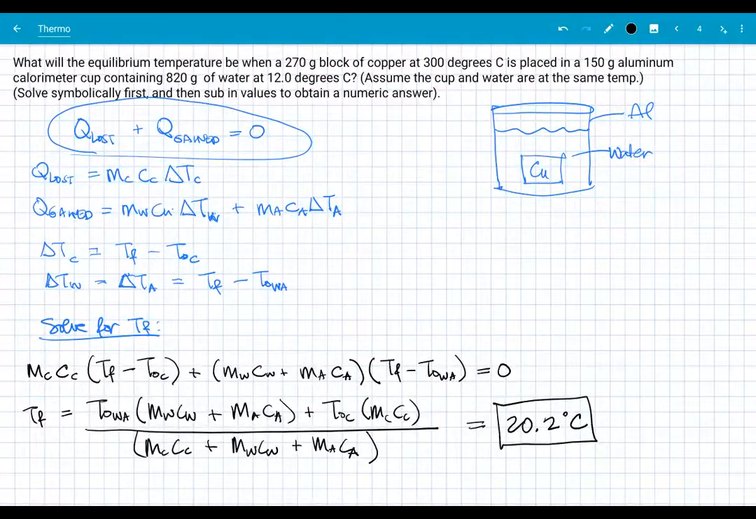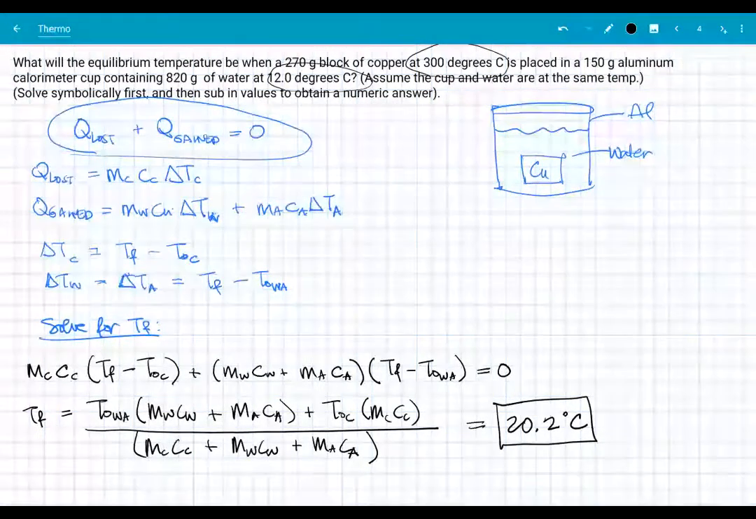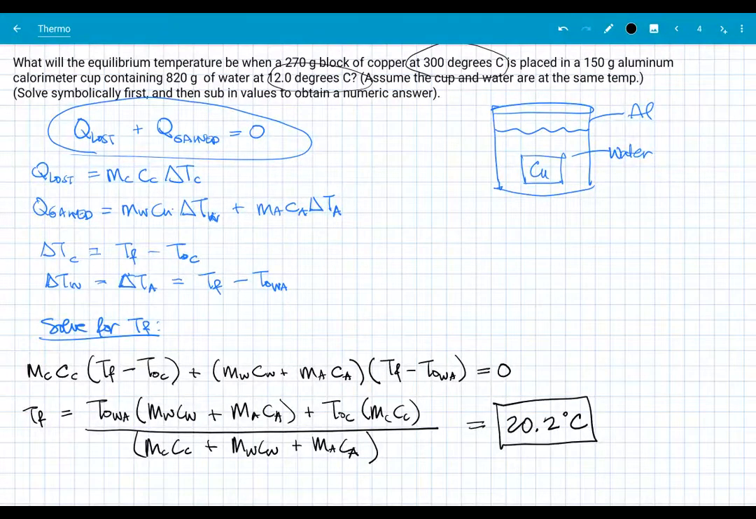And remember, when you get this final answer, if you're doing a numeric problem like this, you're going to expect a temperature that's in between the two temperatures in the beginning, right? So here we were given this block of copper at 300 degrees Celsius, and we were given the water at 12 degrees Celsius. So it does make sense to me that the equilibrium temperature of the system as a whole would be somewhere between those two values.